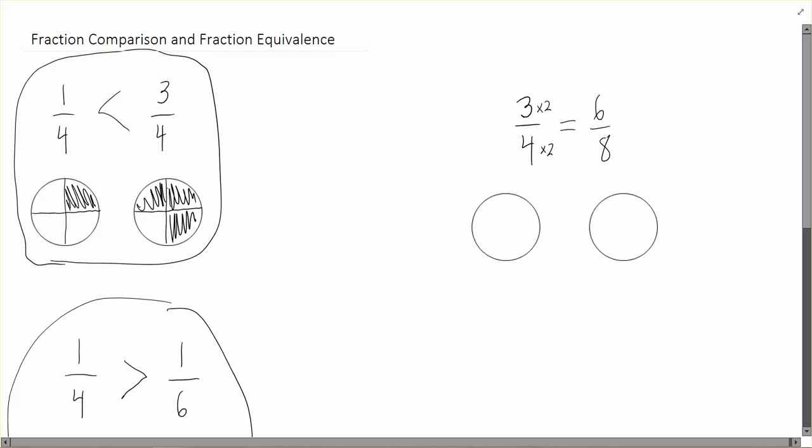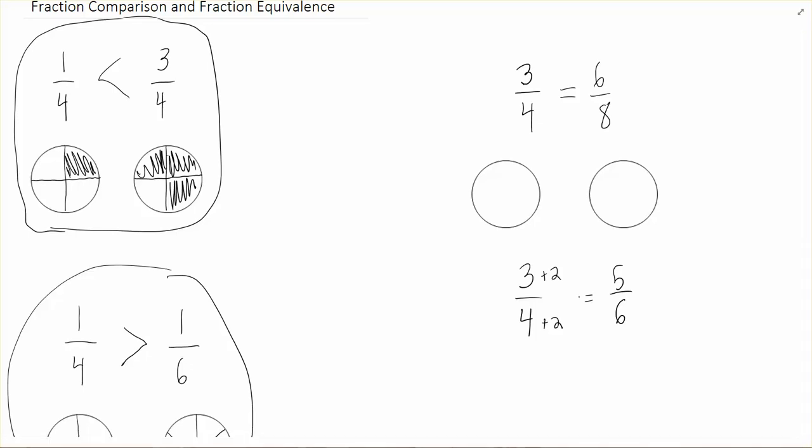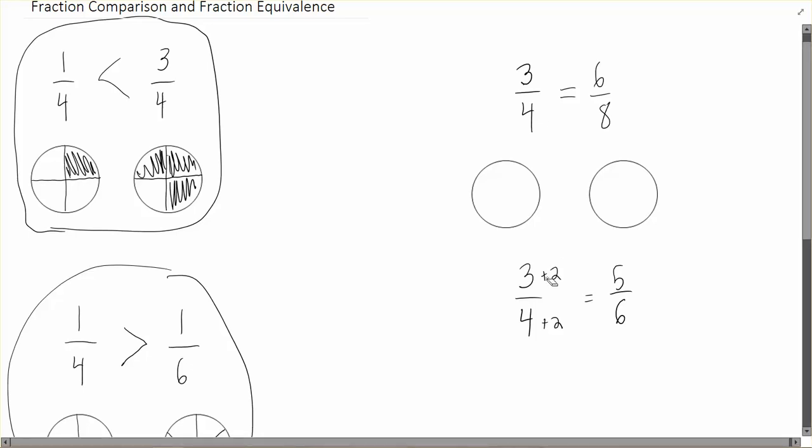But if you can't explain why that procedure works, in some sense it's not a very useful thing, because it's very easy to confuse that procedure and say, well, maybe I could do this. 3 plus 2 and 4 plus 2, and 3/4 equals 5/6. And all of you say, no, that's not right. You can only multiply or divide. Well, why? We want to try to understand why 3 times 2 and 4 times 2 gives us an equivalent fraction, whereas adding or subtracting doesn't.